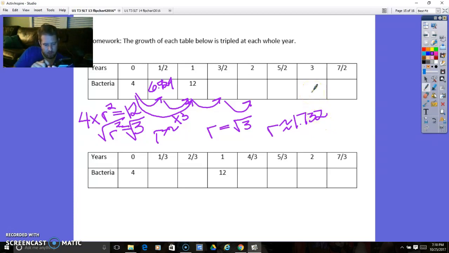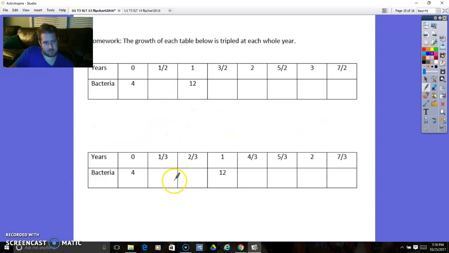I'm going to take my 12, multiply it by 1.732, and get the next one, which is 20.784. Now, I'll let you take over from here. You have a calculator yourself. Just keep multiplying by 1.732. All right, so I'm going to erase all this, do the same thing for the bottom.